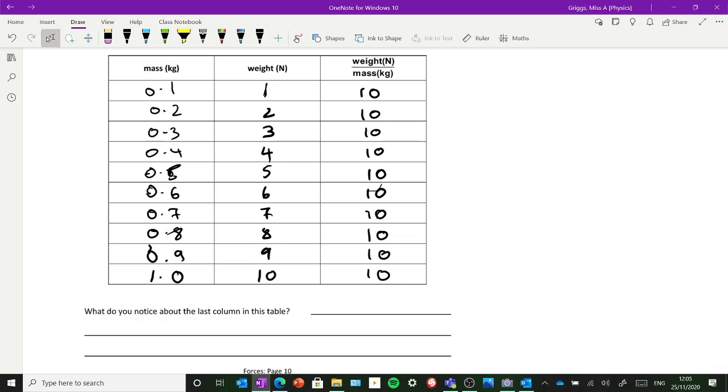And it just says at the bottom, what do you notice about the last column of the table? You can just say it's constant. Yeah, it's the same. Yeah, exactly.